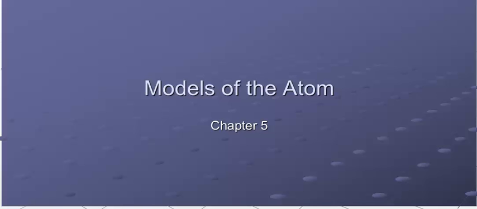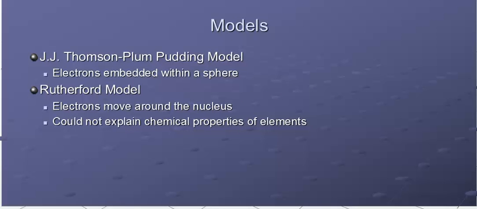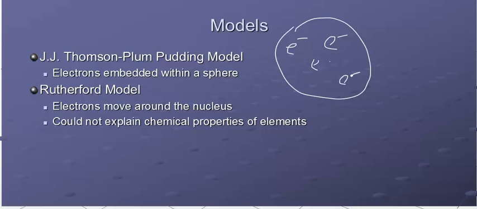Models of the atom. Some of these we've already gone over, but some of them are going to be new to you. J.J. Thomson came up with one of the first models for the atom, and we talked about this before. J.J. Thomson's model looked like this. Electrons were stuck in place. He called it the plum pudding model, but the electrons didn't move. They were stuck in place, kind of like a chocolate chip cookie. No protons and no neutrons, just electrons in his model.